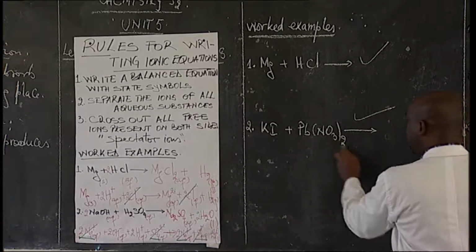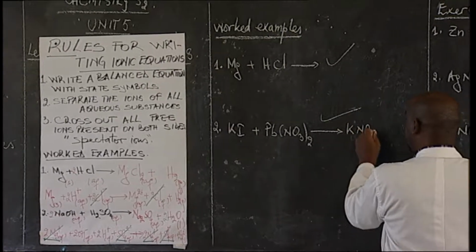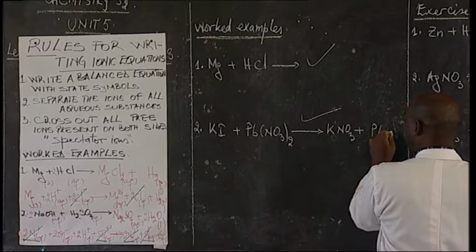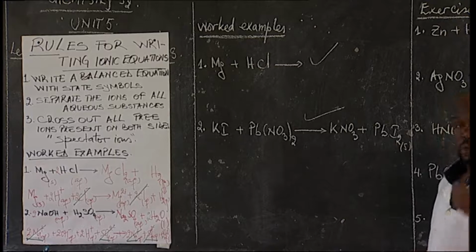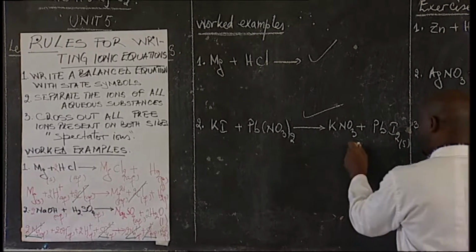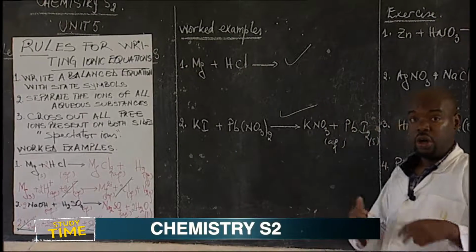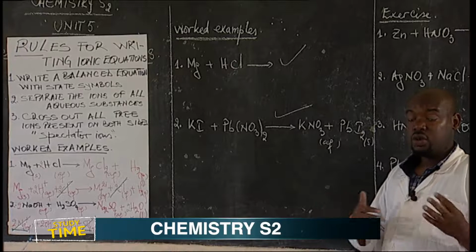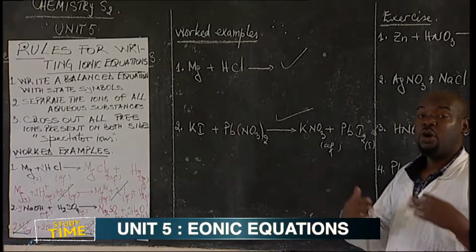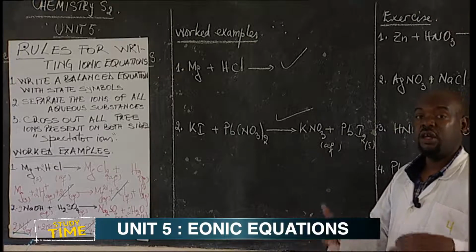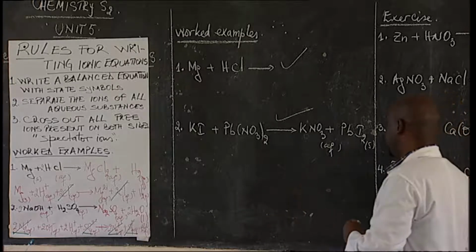Potassium iodide reacting with lead nitrate, we produce potassium nitrate plus lead iodide. This one is present in the solid state because it is an insoluble salt. This one is present in aqueous state because it is a soluble salt. So you should revise the rules of solubility, which substances are soluble and which ones are insoluble in water, to know which substances will be in aqueous state so that you can know which will separate into ions and which ones will be crossed out.